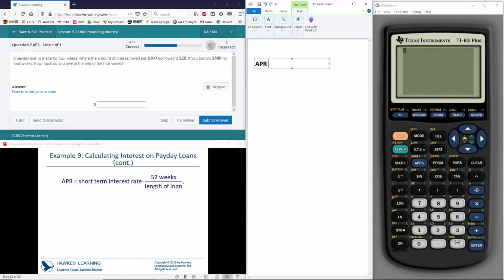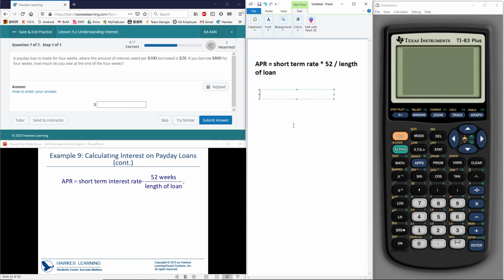Because if I ask you to pay me back 20% in a week, that's a lot of money. Where the bank loans out money at what, 10%, 15% interest rate for the whole year. APR is the short-term interest rate times 52 divided by the length of the loan. And why is it 52? Because there are 52 weeks in a year, and short-term loans are usually a few weeks. So what do they got here?